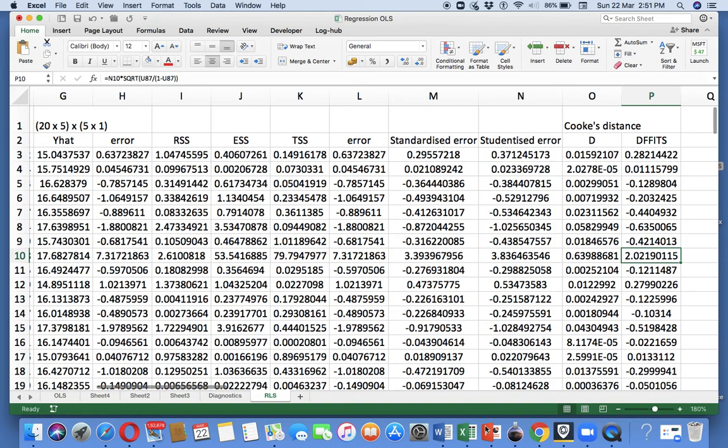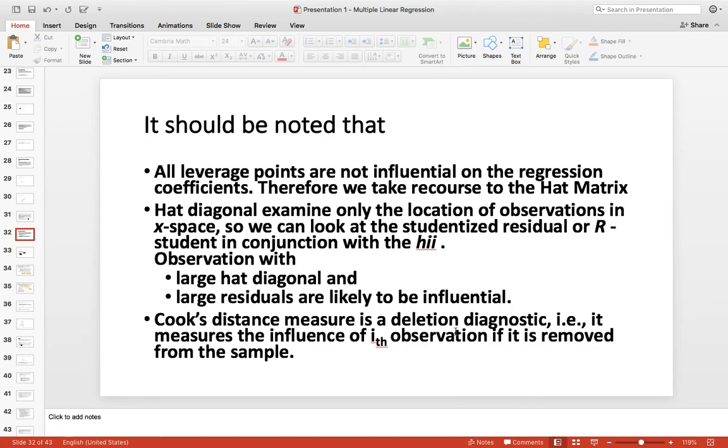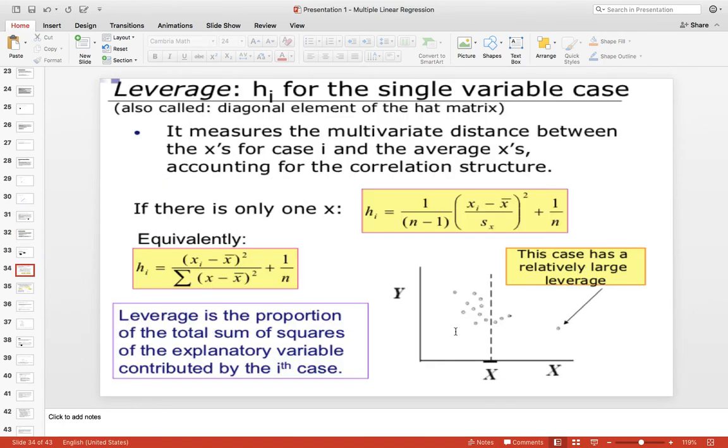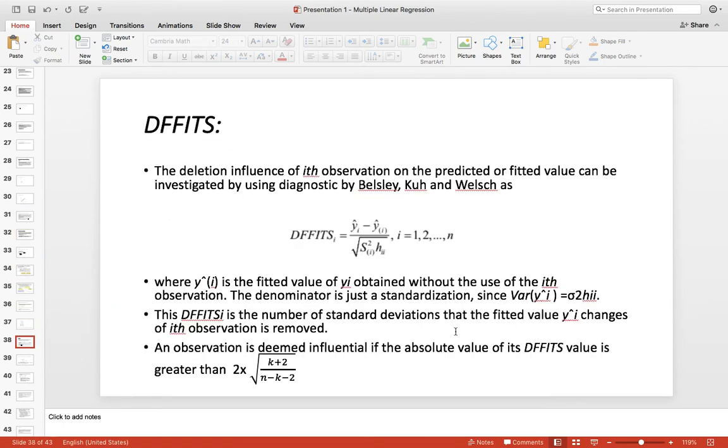Now, how is the DFFITS read? The DFFITS is calculated using this formula. The DFFITS is the number of standard deviations that the fitted value Y changes for the ith observation if the ith observation is removed. An observation is deemed to be influential if the absolute value of DFFITS is greater than 2 into square root of (k plus 2) divided by (n minus k minus 2). So we'll just analyze this.